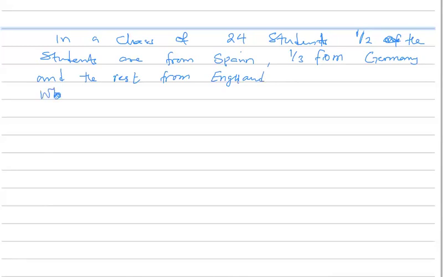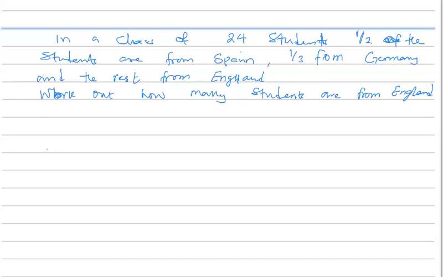Work out how many students are from England. So work that one out. In a class of 24 students, half of the students are from Spain, one third from Germany, and the rest from England. How many are from England? I didn't ask you from Spain, I said from England.